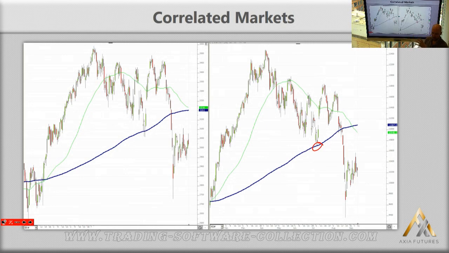So it's almost as if one will come down and sit there. When the other comes down, they sort of basically equalise, then you get the reaction together. So I've been waiting more to see if you can use a correlated market to help you out with that.